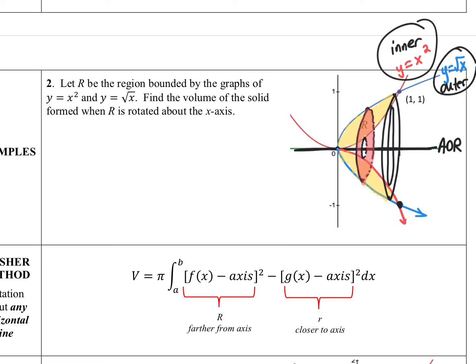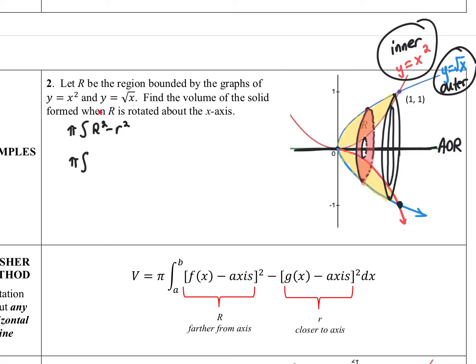If you have trouble visualizing this, just realize that you can start at your axis of rotation and move toward the region. Whichever graph you hit first will be your inner function, and whichever graph you hit second will be your outer function. Let's go ahead and set up our integral.